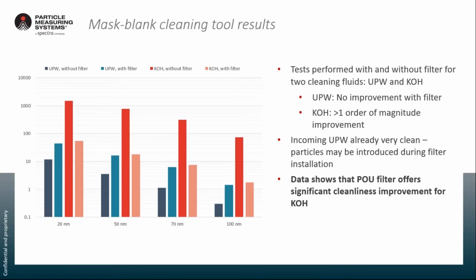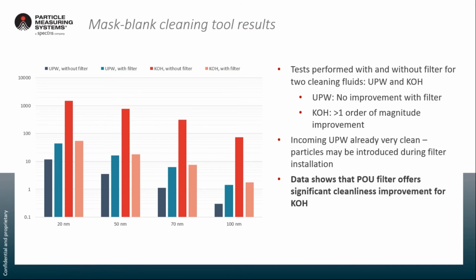And the results are shown here for two different cleaning fluids, UPW and potassium hydroxide, or KOH. So the dark blue bars on the left show the particle counts in the UPW before the installation of this filter. And the light blue bars show the particle counts in the UPW after the installation of the filter. And this result was somewhat unexpected because the particle counts after the installation of the filter were higher than before the filter.